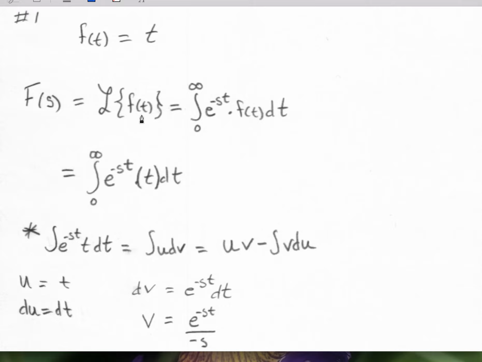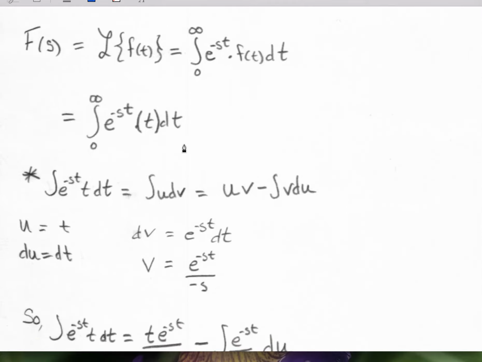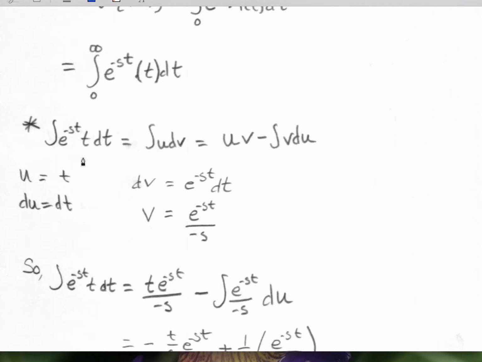and that's equal to the integral from 0 to infinity of e to the minus st times f of t dt. Okay, so since f of t in this case is equal to t, we end up with the integral from 0 to infinity of e to the minus st times t dt.